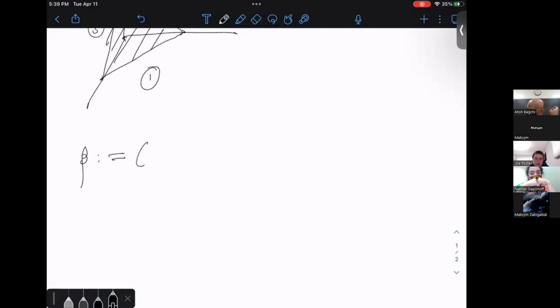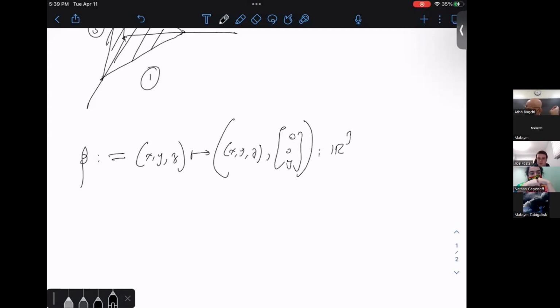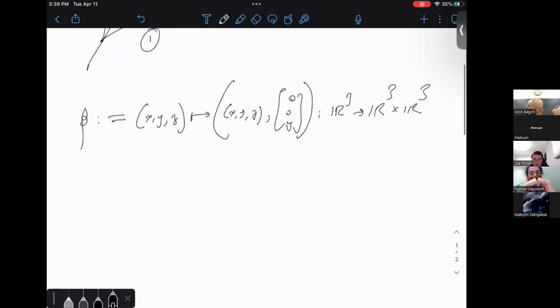Beta is equal to xyz going to 0, 0, y from R3 to R3 cross R3. The notes will not have that. I think we integrated curl of that over the, we integrated the vector field or the curl of the vector field. May I have a look at the notes?